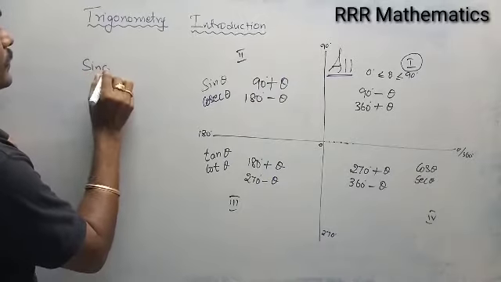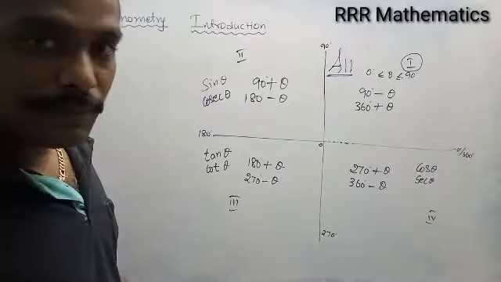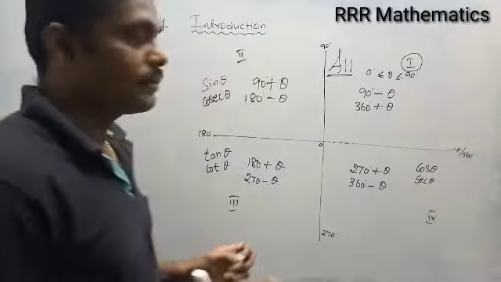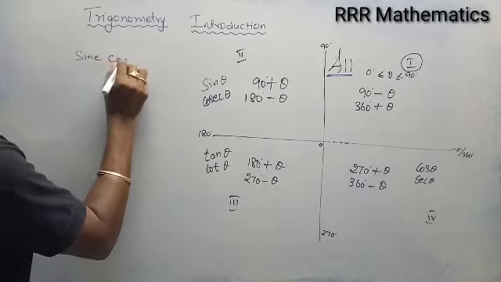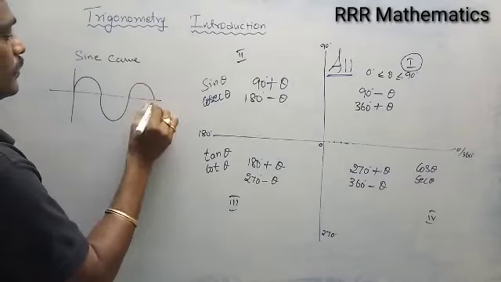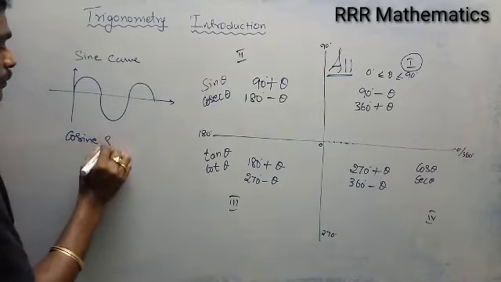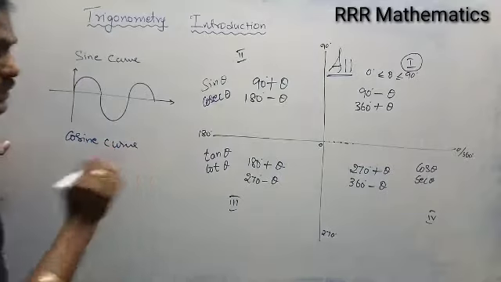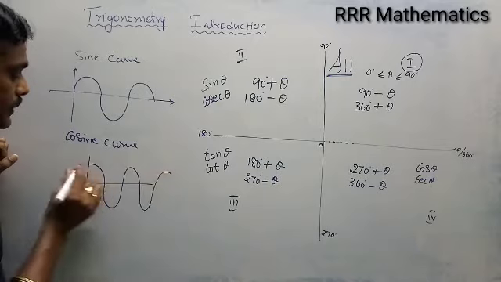This is a sine curve. Now I'll explain why sine, cosecant, tan, cot, cos, secant respectively are positive or negative in the quadrants. Very first, the sine curve. This is a simple structure of the sine curve. It will go like this. And now the cosine curve. This is the cosine curve. It starts from here and it will go like this.